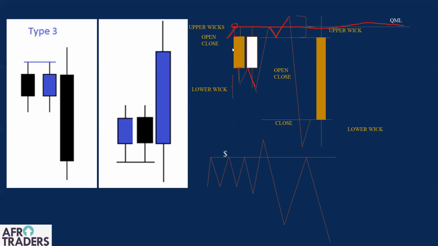Go to the chart, look for engulfing patterns. And then with the engulfing pattern, go to a lower time frame. Go to a time frame that is lower than the time frame on which you found the engulfing pattern, and then see if you're going to find a Quasimodo.